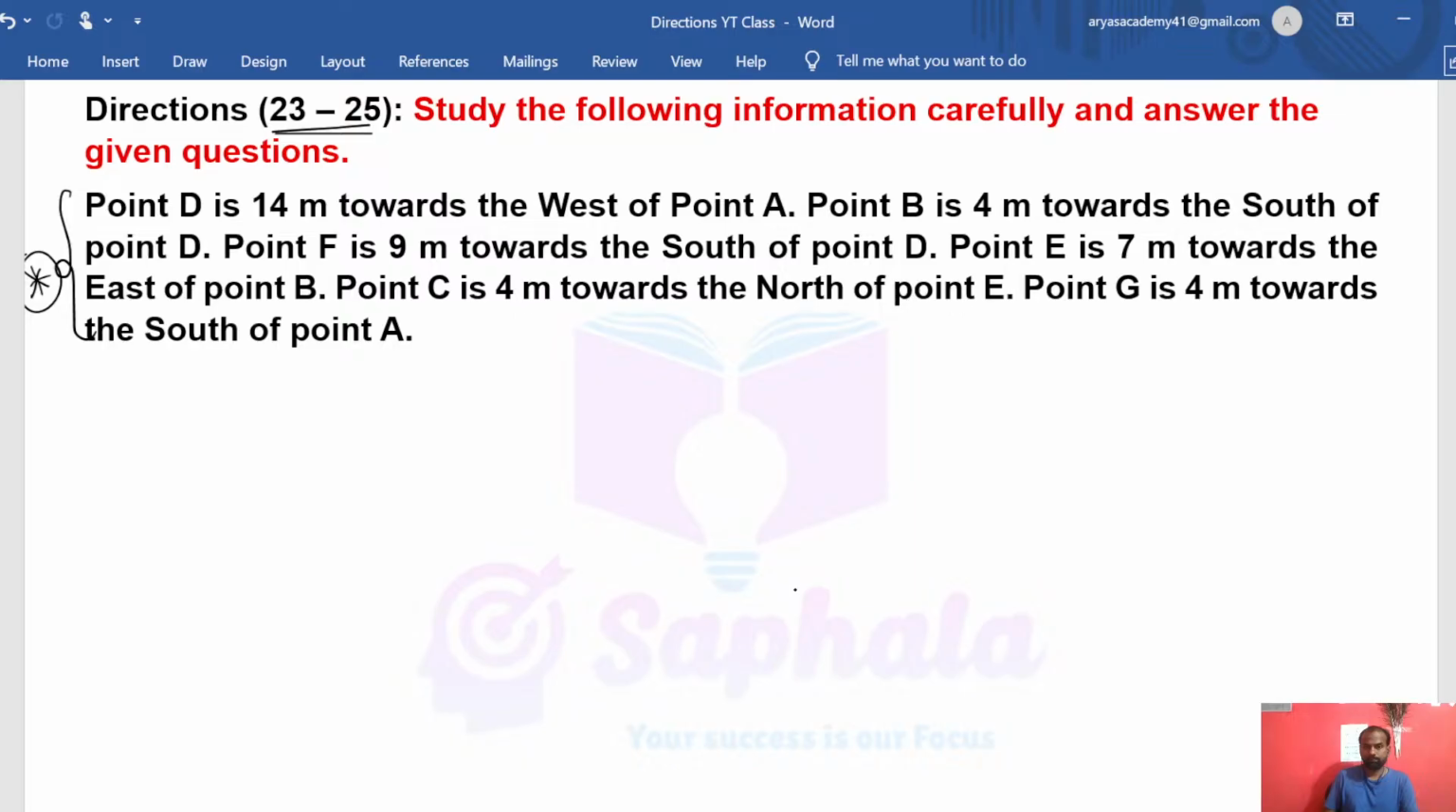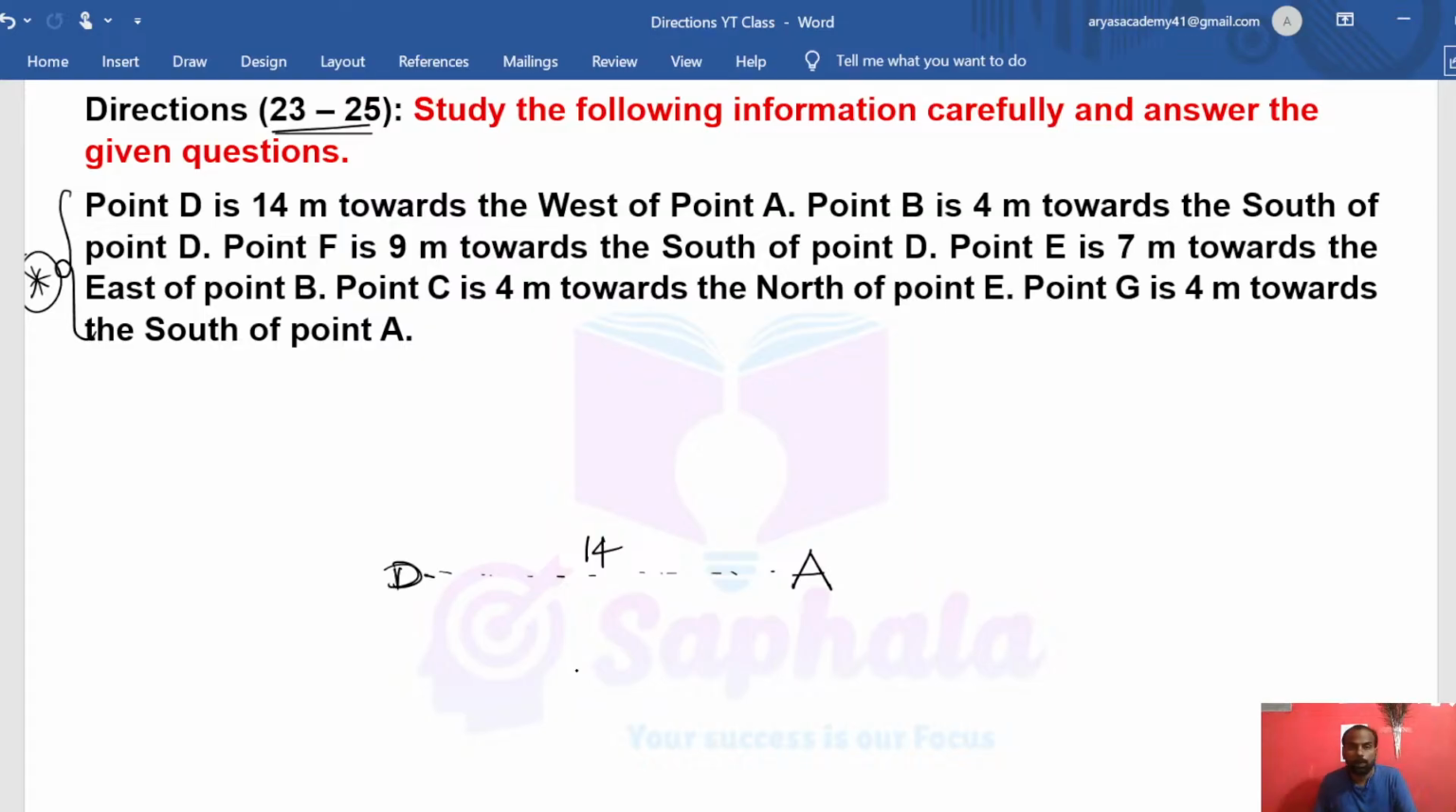So I'm taking point A here, point D, I am talking about point D. Point D is 14 meters west of point A. So west of point A means I have to go this way, and that too how much? 14 meters. Here comes point D.